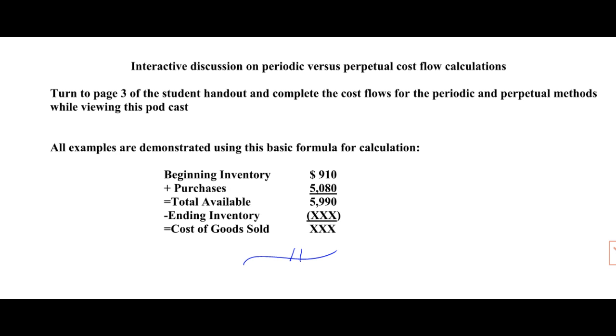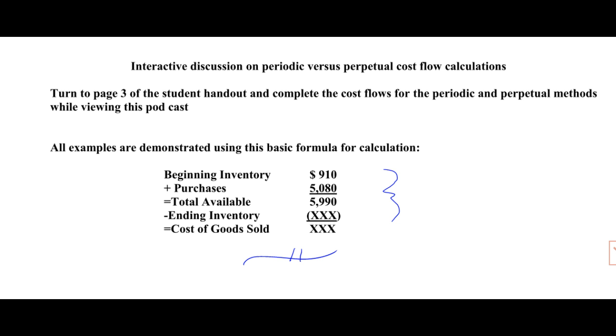Please read these pages in your textbook, and when you've completed that, return to your student handout and turn to page 3. We're going to calculate periodic and perpetual methods while viewing the podcast together. I'm going to use a format that's a little different than one perhaps you've used before for perpetual, but it will work nicely. For sure you've used it on periodic. We'll use this in all examples.